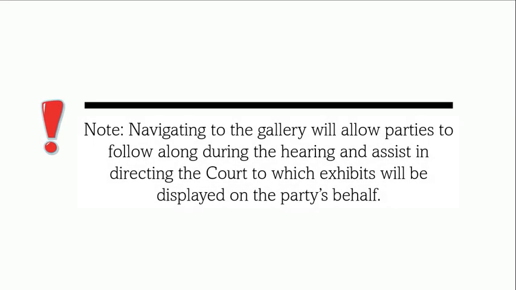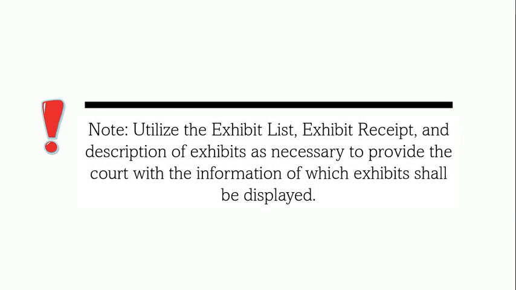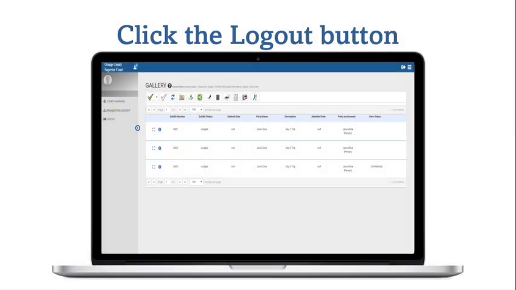Navigating to the gallery will allow parties to follow along during the hearing and assist in directing the court to which exhibits the court will display on the party's behalf. Utilize the exhibit list and exhibit receipt, and descriptions of exhibits, as necessary, to provide the court with information regarding which exhibit shall be displayed. The judge or commissioner or designated courtroom staff will log out of the electronic evidence portal once the displaying of exhibits has concluded.